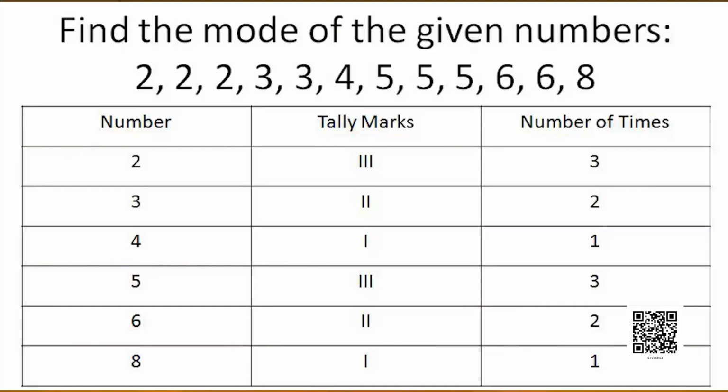So now we have seen in this table which number is occurring most frequently. I have seen that the numbers 2 and 5, both of these numbers are coming the same number of times, that is 3. So the mode is 3. But with this data, what do you observe? There can be 2 modes also, right? So don't get confused that there will be only 1 mode.